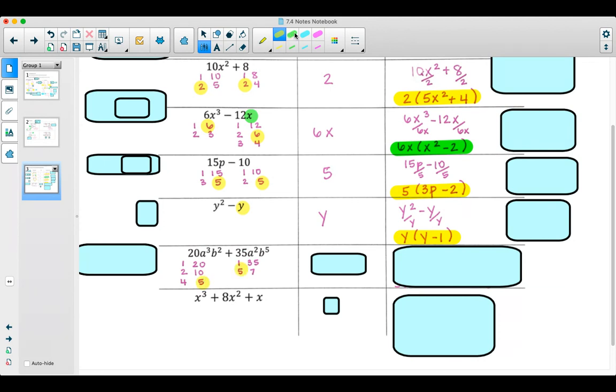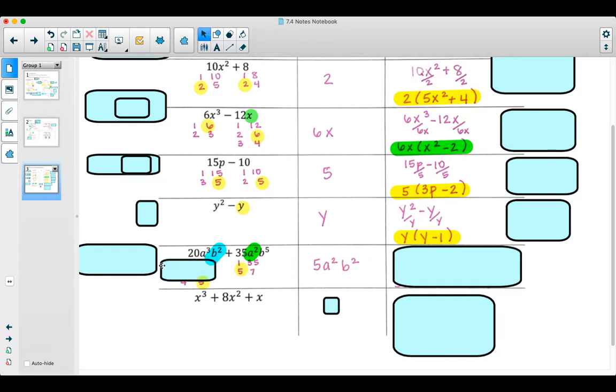Now I need to compare the a's. A to the third, a squared. I want to take a squared. Now I need to compare the b's. B squared, b to the fifth. I want to take the lower, so I want to take b squared. So my GCF should be 5a squared, b squared.